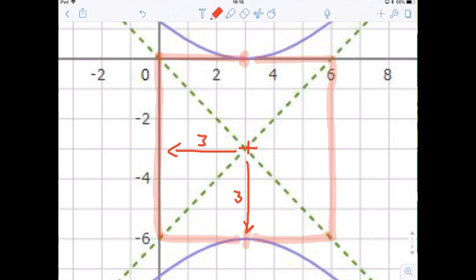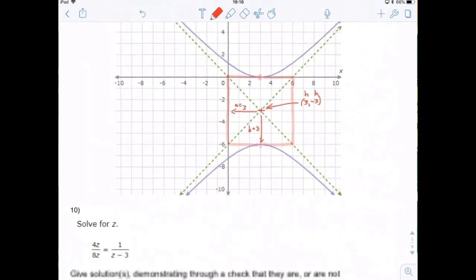Okay. And where is the center here? The center of where the asymptotes cross is at 3, -3, okay? Guess what? This happens to be your h and k values that you're going to use to write your equation, okay? What about the horizontal 3 and the vertical 3? The horizontal 3 is your a value, and your vertical 3 is your b value. And we'll plug these into the standard form so you can see where they go, okay?